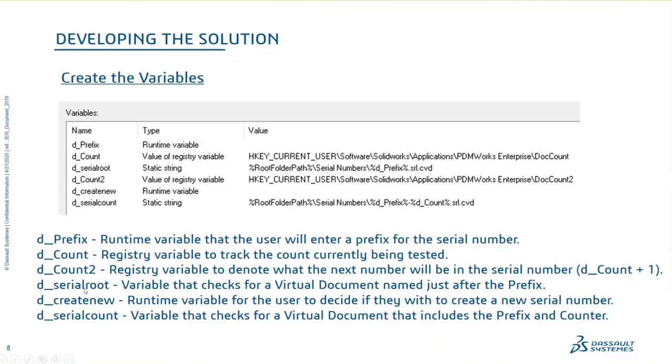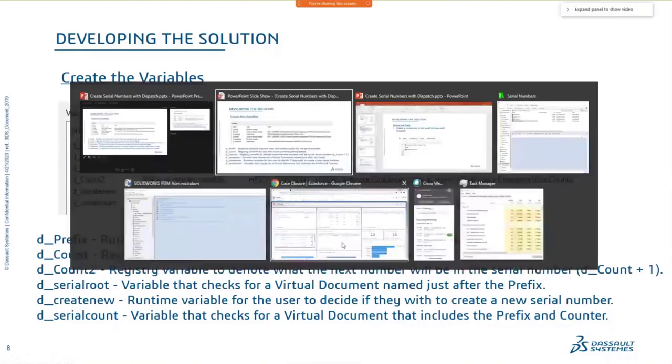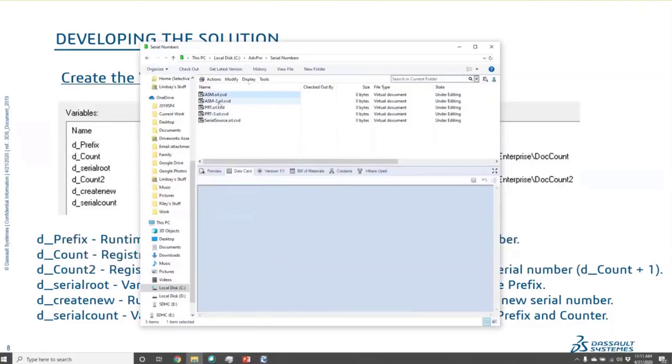Then we have this variable for the serial root. So that's going to check for a virtual document named just after the prefix. When I first created this script, and I have a couple examples here that are already employed and working, I had it all combined into one file name, but I wanted the search at the beginning to be more efficient when I'm just checking for whether that prefix exists yet or not. And if I have to cycle through all the numbers and my numbers are pretty high, it could cause a little bit of a delay on that. So I decided to separate it out into two files.